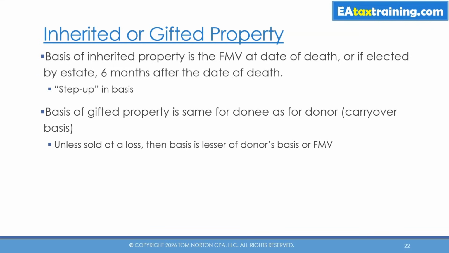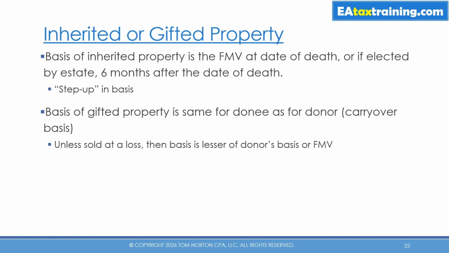Inherited or gifted property. The basis of inherited property is fair market value at the date of death, or if elected by the estate, 6 months after the date of death. So when somebody dies, their assets are going to go to someone. Their heir who gets that asset gets something called a step up in basis. Their basis is considered the fair market value at the date of death.